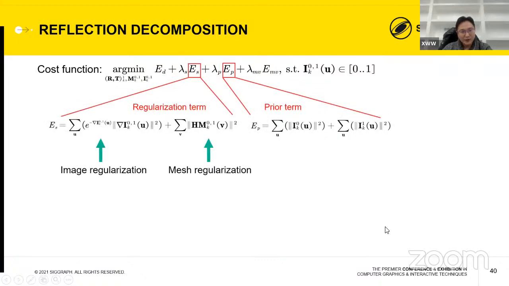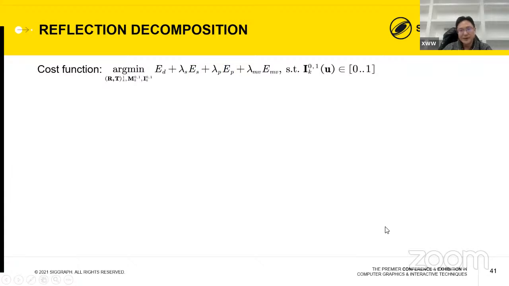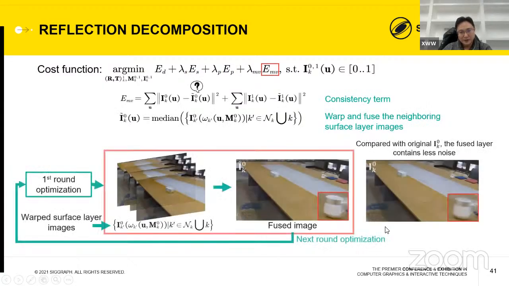So we also use some regularization term or prior term to regularize the optimization. The final one is the multi-view consistency check. Since we are capturing multi-views of a scene, we can use the multi-view images to constrain our solution. Please refer to our paper for details.